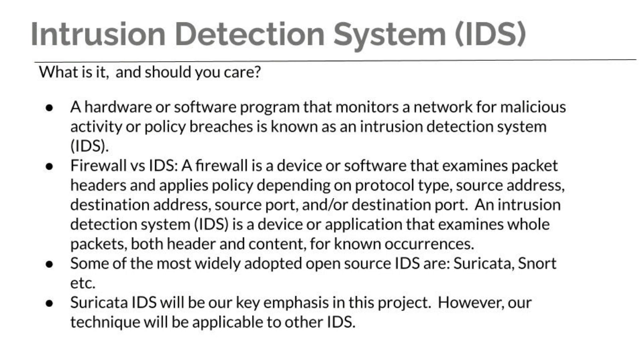While reading about IDS, a key question comes to mind: what's the difference between a firewall and the IDS? So mainly the firewall is a device or software that examines packet headers and applies policies depending on the protocol type: source address, source port, or destination port. But an IDS is a device and application that examines whole packets, both header and content, for the known occurrences.